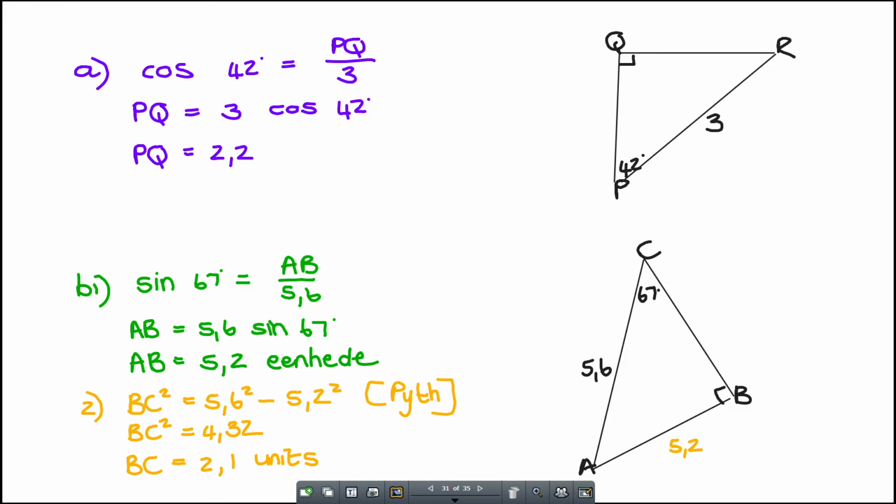Dan by B, dankie. By B vra hulle vir my vir AB. So if I work from here, I want the opposite and I have the hypotenuse and that's how I decided to use sine.